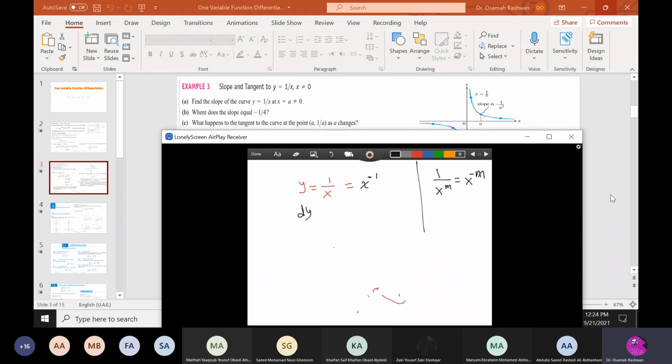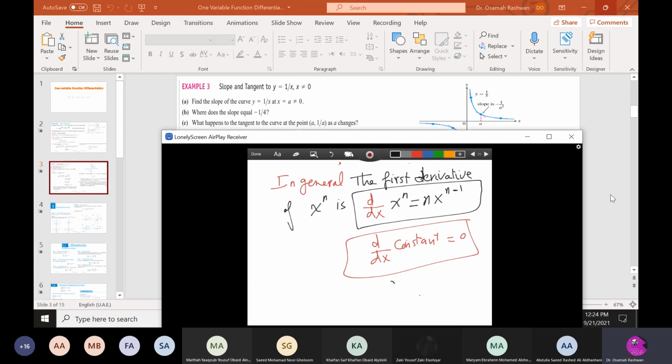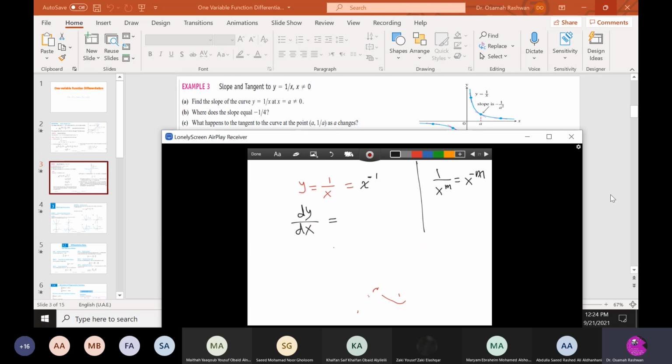And now dy by dx, okay, will be, this is the formula here. You just get the n down and subtract 1 from the power. So you will get minus x to the -2. Okay, easy. This is what? This is the slope. This is m. This is the slope at any point, right?